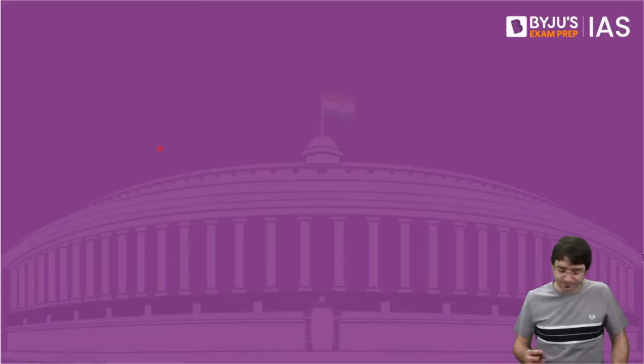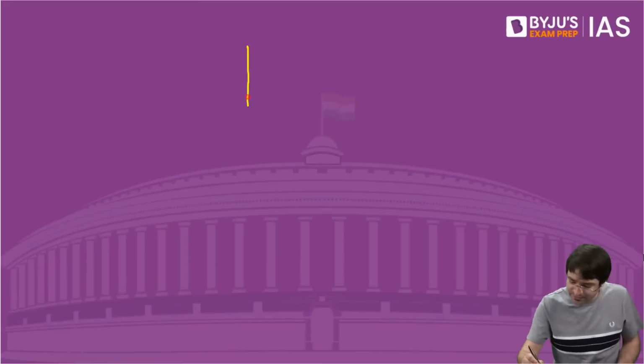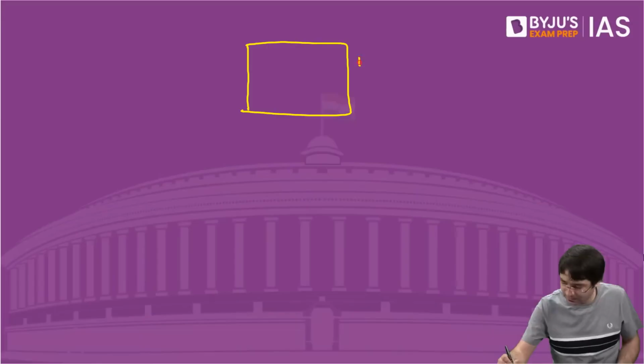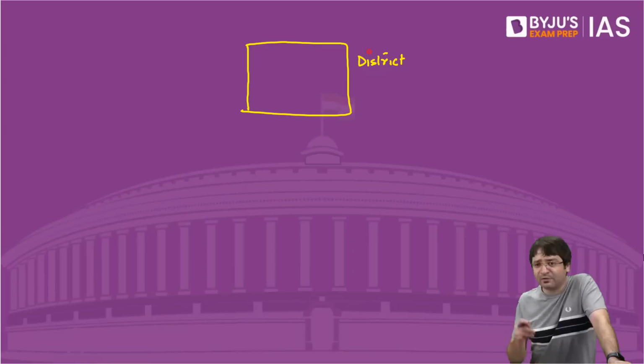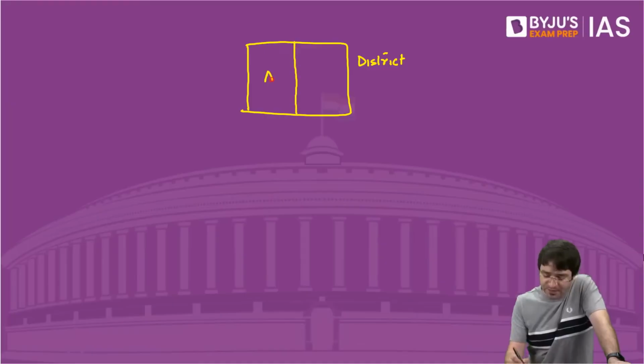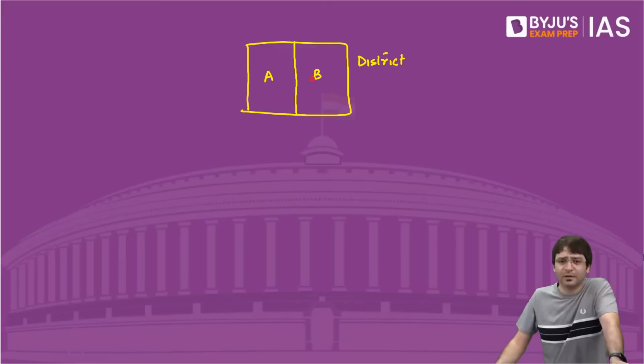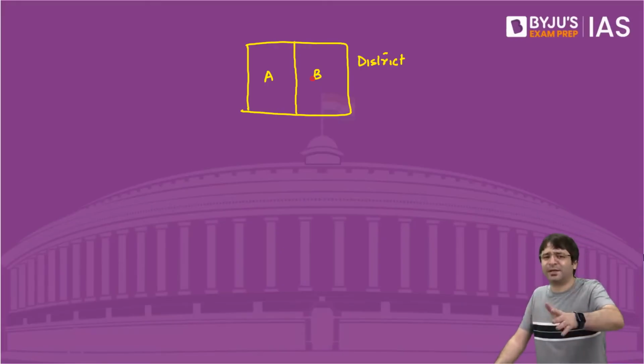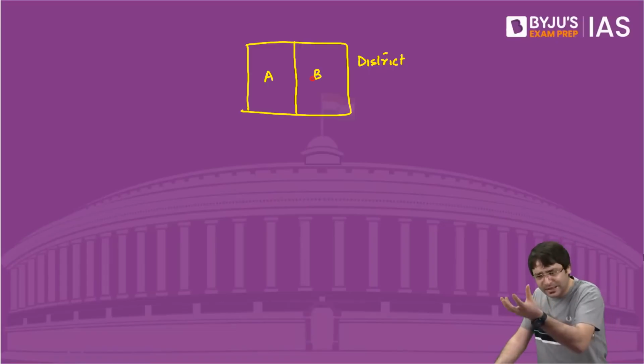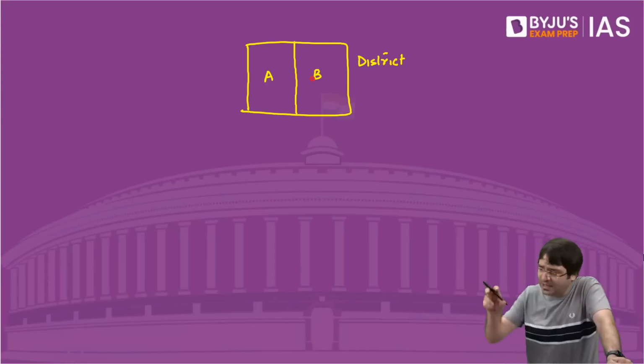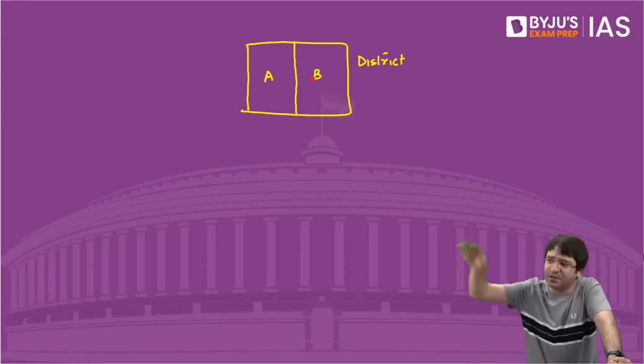But what if there is a district where one tribe is not dominating, where only one type of tribe is not residing, there are two tribes. Let's say tribe A, tribe B. Normally what happens? The state government declares that the area which is inhabited by tribe A is converted into a district. The area which is inhabited by tribe B is converted into a district.